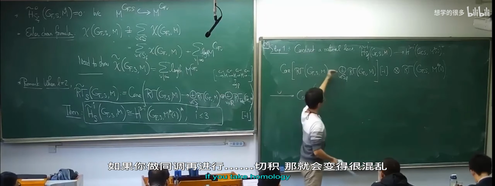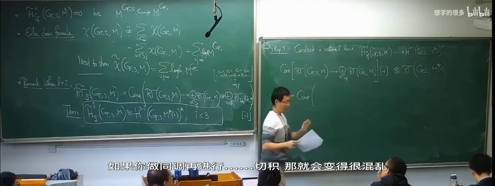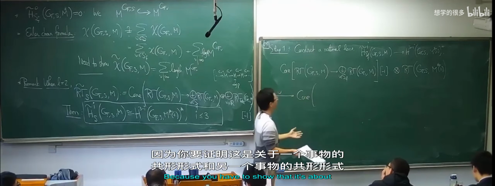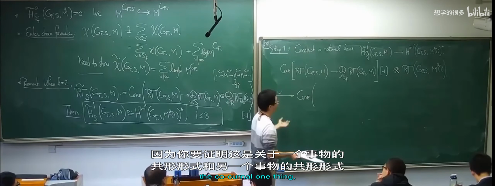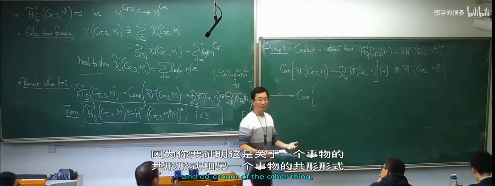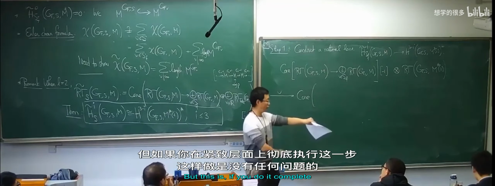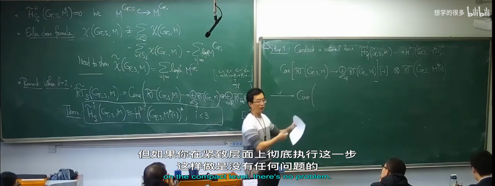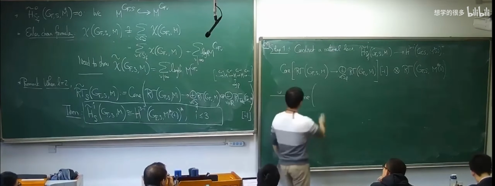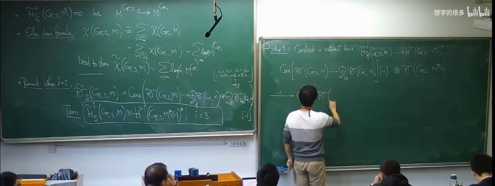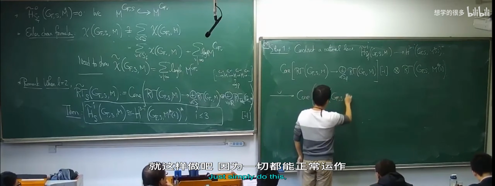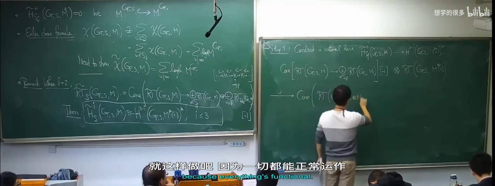If you take cohomology and then do the cup product, it's going to be a mess because you have to show that somehow the co-kernel and kernel of one thing and the co-kernel of the other thing connect to a nice module. But if you do it completely on the compact level, there's no problem. You just simply do this because everything's functorial.